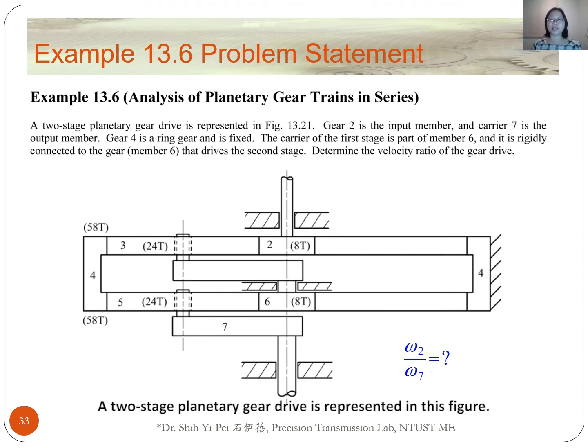A two-stage planetary gear drive is represented in this figure. Gear 2 is the input member and carrier 7 is the output member. Gear 4 is a ring gear and is fixed. The carrier of the first stage is part of member 6, and it is rigidly connected to gear 6 that drives the second stage. This example is to determine the velocity ratio of the two-stage gear train. The numbers of teeth of the gears in the gear train are given in the parentheses.